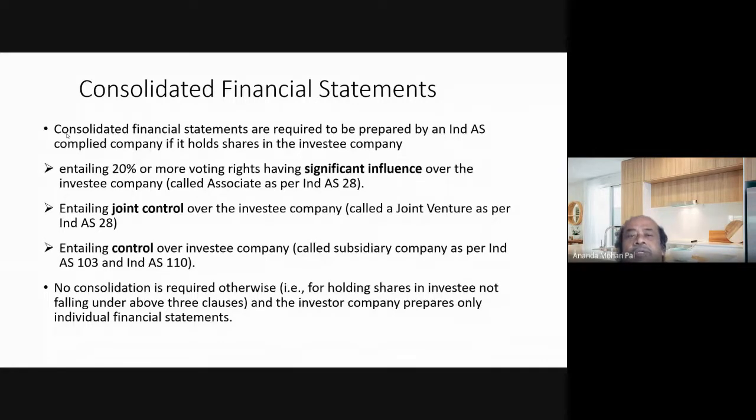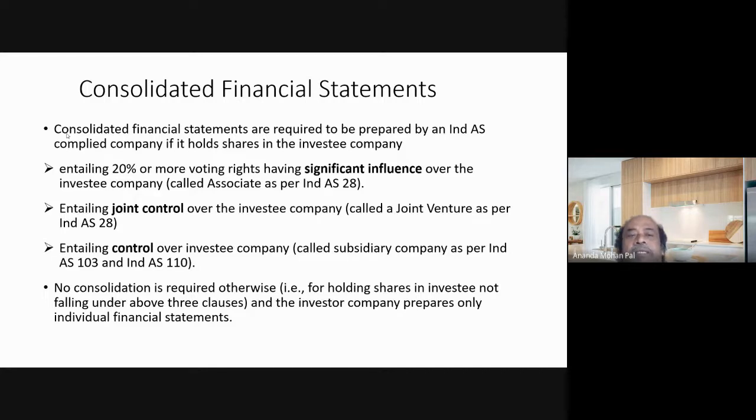And in such case, whether consolidated financial statement is required, yes, it would be required. That was not clearly stated initially in the Companies Act. At that point, associate was mentioned, but joint venture was not clearly mentioned. But on subsequent amendment, they have included it clearly to avoid the confusion. So now we can say that entailing joint control over investee company is called a joint venture as per Ind AS 28.